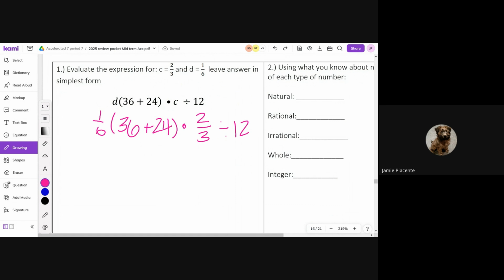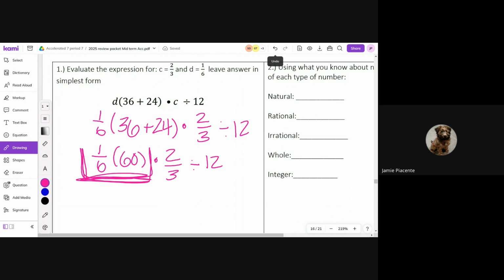She added hers together. So just so I'm consistent, if you're looking at the answer key, we have 36 plus 24 is 60. So I have 1/6 times 60 times 2/3 divided by 12. So 1/6 times 60, this right here is what we're working on right now. That is going to be 10 times 2/3 divided by 12.